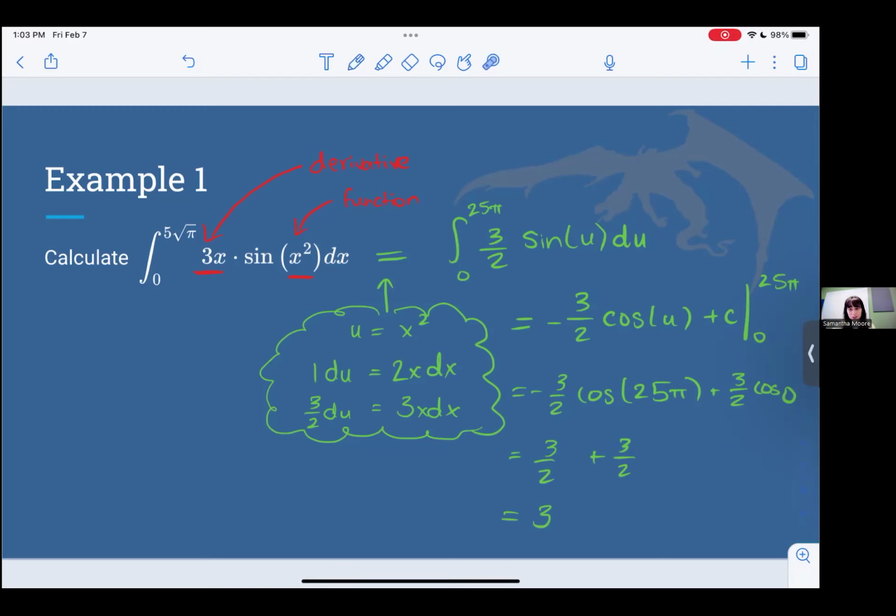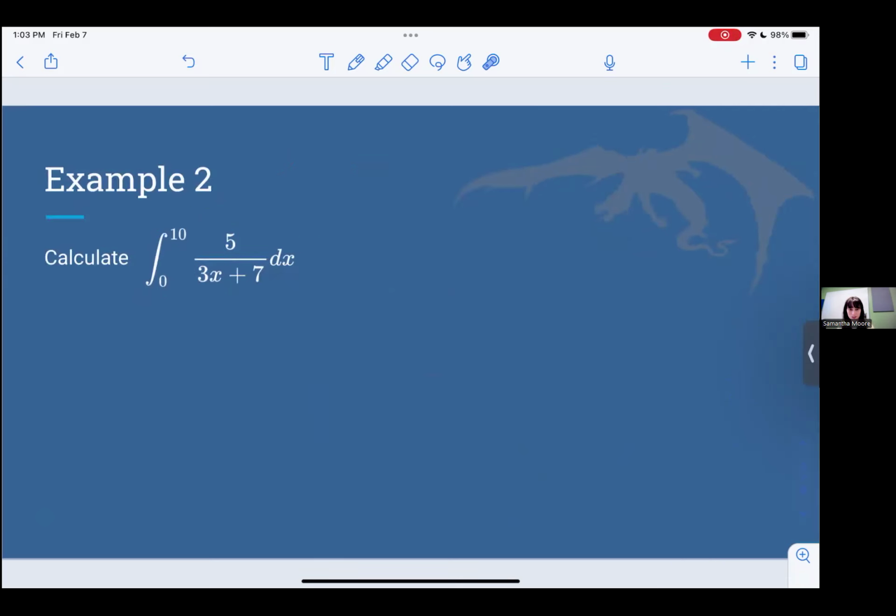So the big key with this method is, again, we're trying to take something that looks a bit more complicated, a complicated thing in x, and get it down into a not so complicated integral in u. And the big key is we look for a function and its derivative in our x integral. Let u be the function, not the derivative, the function. And then translate everything else in the integral into things that involve u. So let's see a second example of this.